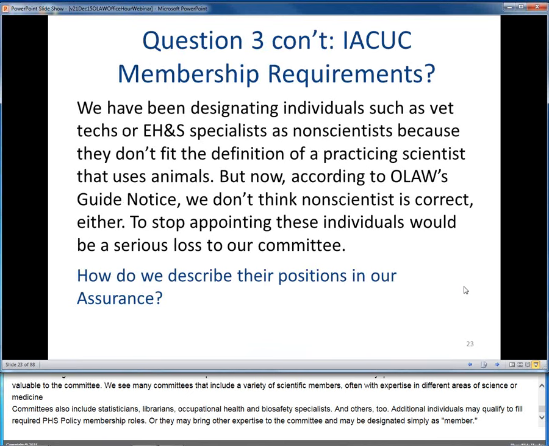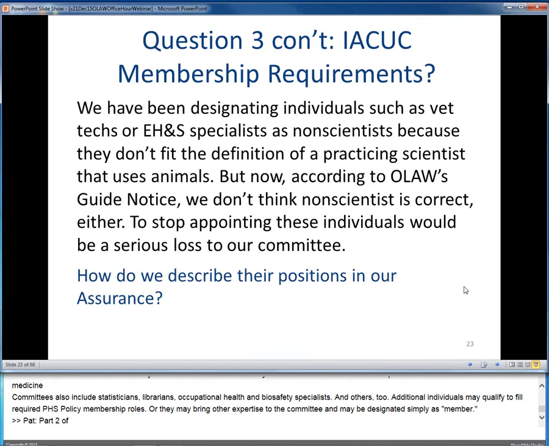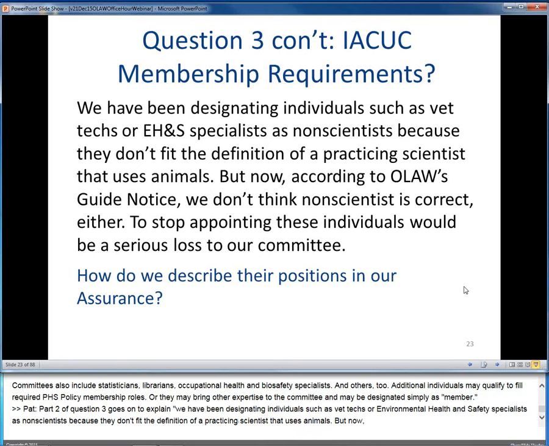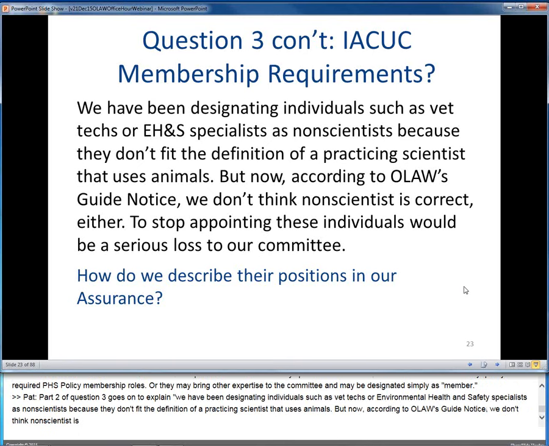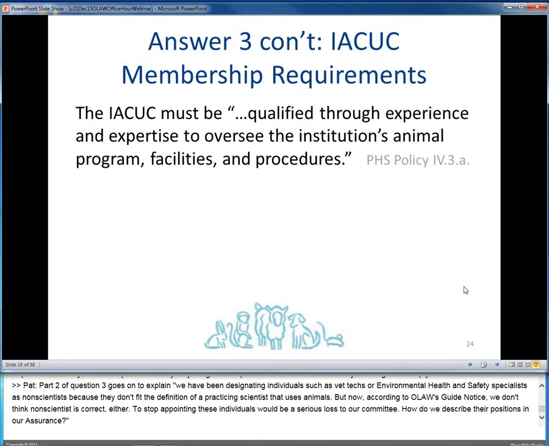Part 2 of question 3 goes on to explain, we have been designating individuals such as vet techs or environmental health and safety specialists as non-scientists because they don't fit the definition of a practicing scientist that uses animals. But now, according to OLAW's guide notice, we don't think non-scientist is correct either. To stop appointing these individuals would be a serious loss to our committee. How do we describe their positions in our assurance? These individuals should be listed on the IACUC roster as members, as I just described.